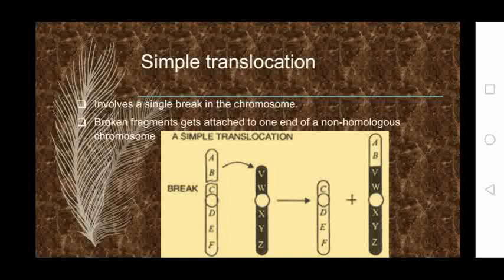So there occurs a single break in the chromosome, and that broken segment joins with another non-homologous chromosome. You can see the first white chromosome is now lacking the genes A and B, and the second chromosome, which is represented in black, now carries the genes A and B. So this represents a simple translocation.